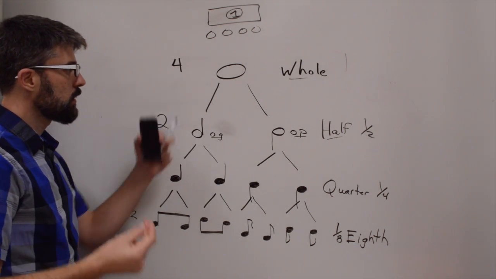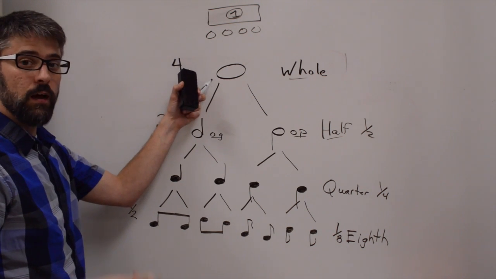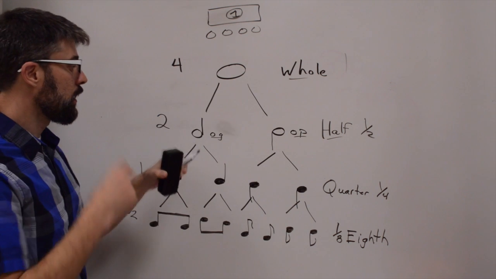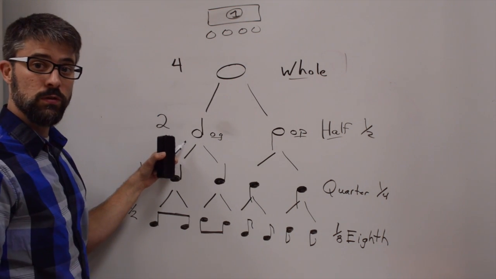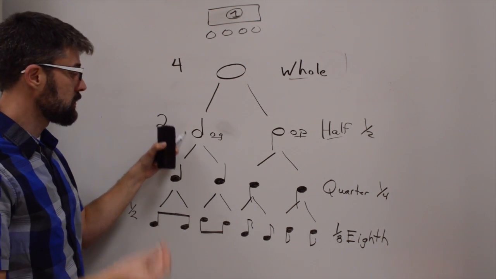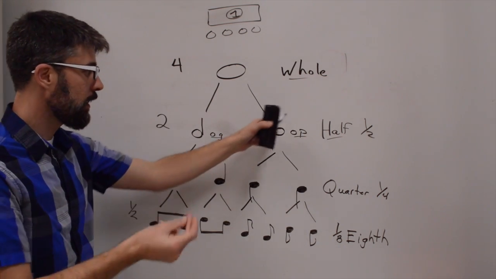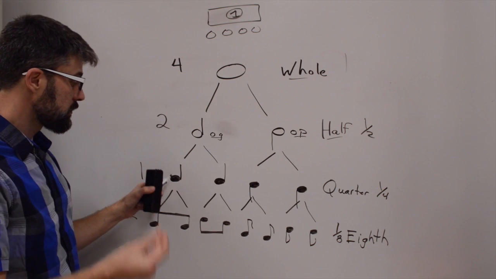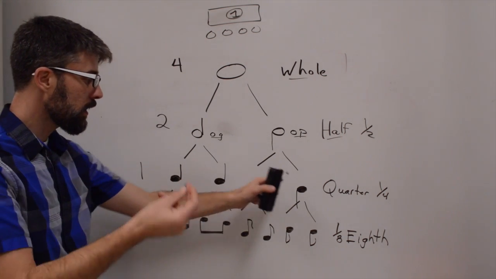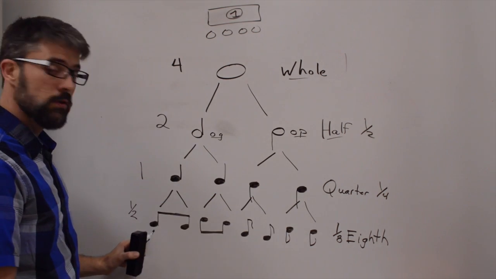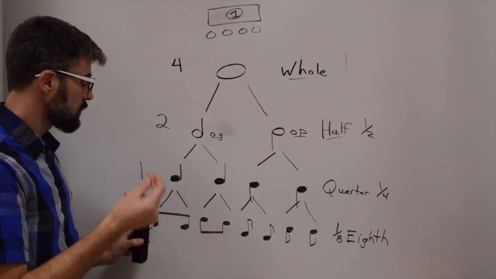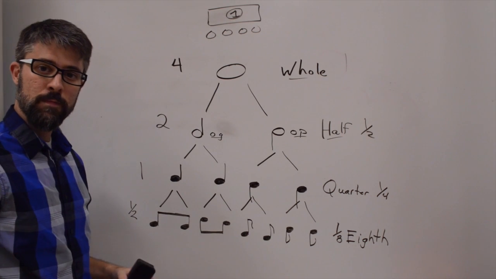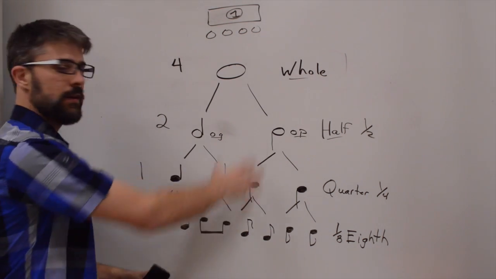So if our tempo is here, a whole note gets one sound for four beats. Ba. Half notes get one sound for two beats. Da. Da. Quarter notes, one sound on a beat. Da, da, da, da. And then eighth notes, two sounds on a beat. Da, da, da, da, da, da, da, da. Okay? And that's the basics of reading rhythms.